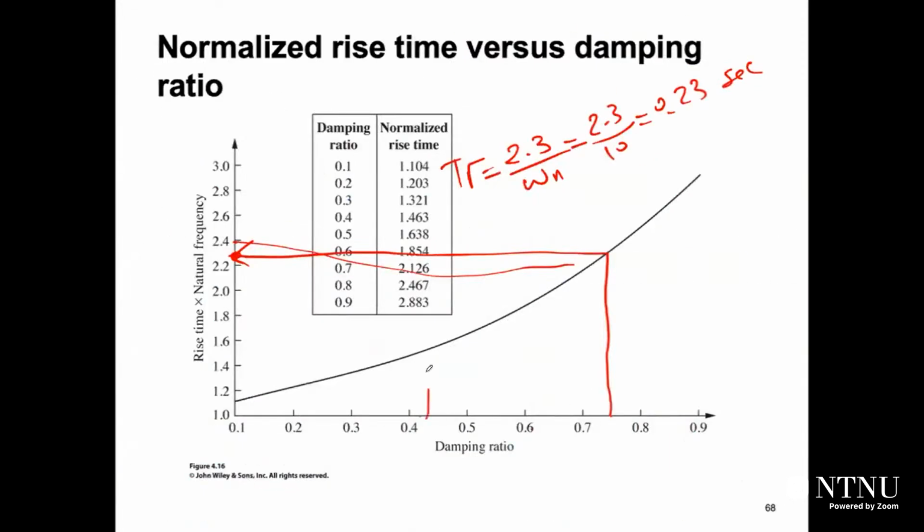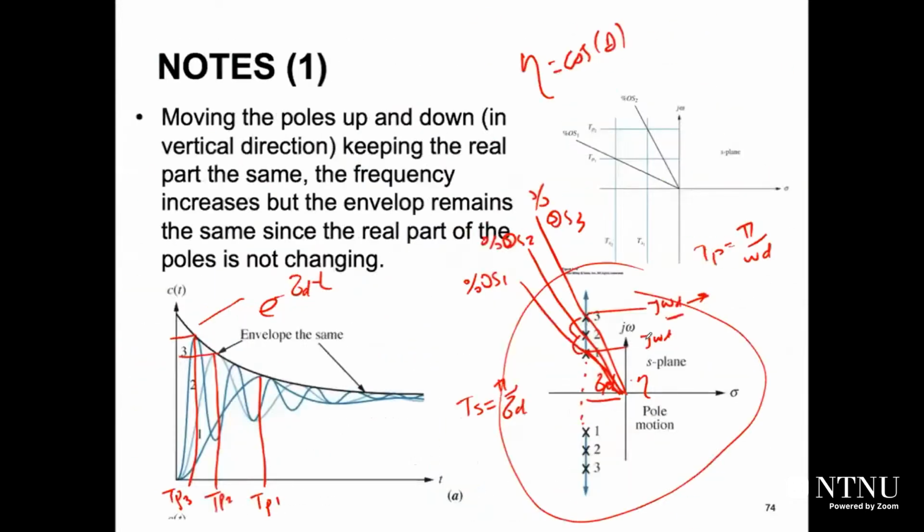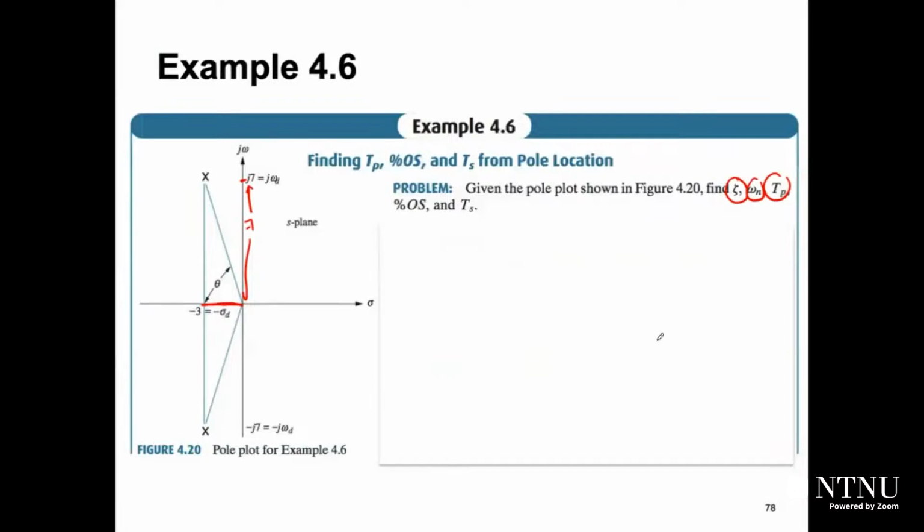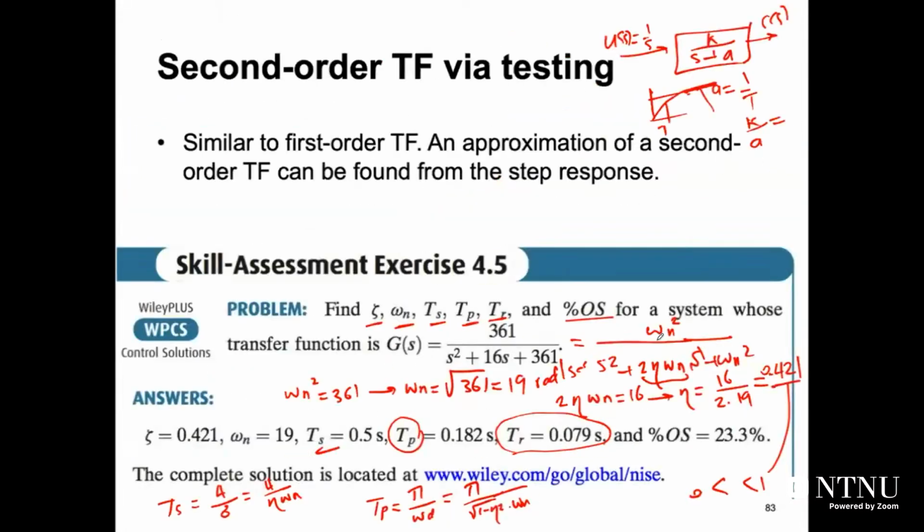0.4 to 0.4, so something like here, correct? So we will try to get approximately 1.5, just remember, divided by omega n. TR will be 1.5 divided by omega n. Omega n is 19, so I will do it by my calculator: 1.5 divided by 19. So it's very good, 0.0789 something. So it's exactly the same.